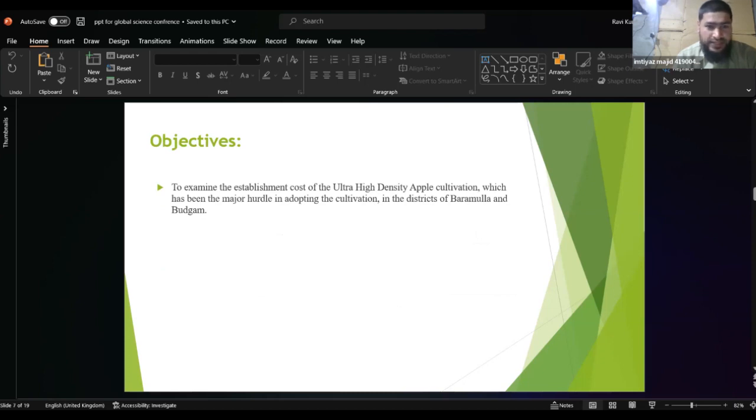The objective is to examine the establishment cost of ultra-high-density apple cultivation, which has been the major hurdle in adopting the cultivation in the districts of Baramulla and Budgam.